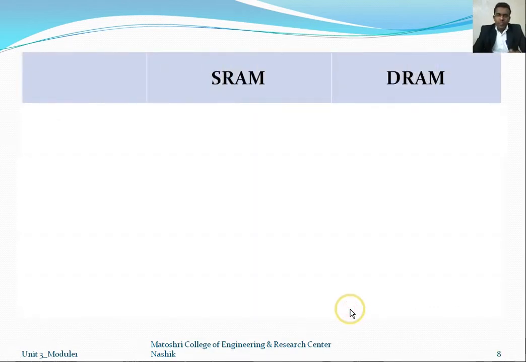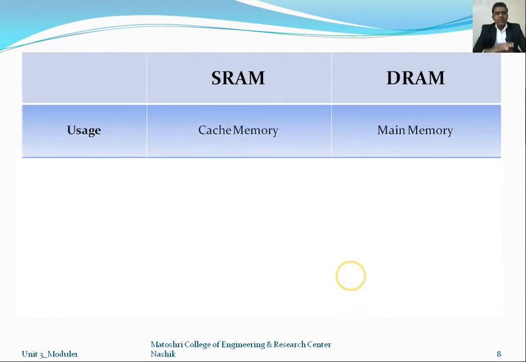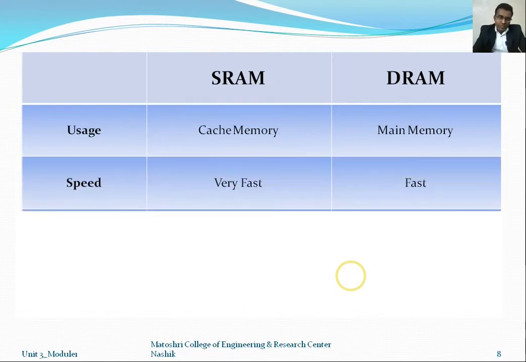Now let's move to the differentiation between SRAM and DRAM. If we classify according to uses, SRAM is used as a cache memory, whereas DRAM is used as the main memory in the system. Why? Because of the speed. The speed of the static random access memory is very fast as compared to the DRAM.